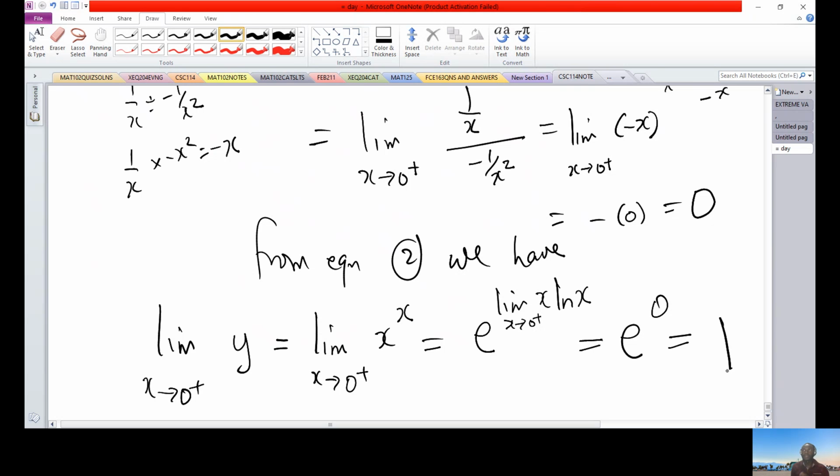So that is how we work out limits of the form 0 raised to 0.